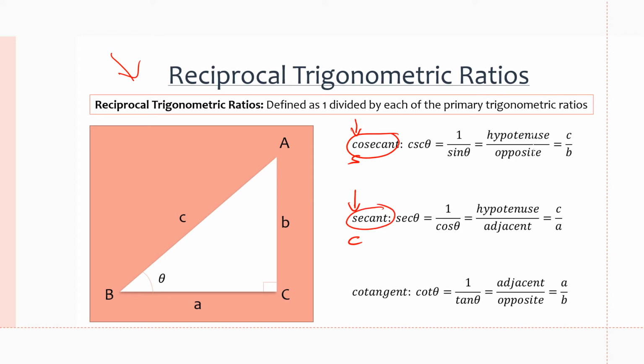So the way I like to remember it is just opposite. If I see cosecant starts with a C, it must be the reciprocal of sine. Secant starts with an S, so it must be the reciprocal of cosine, and cotangent has tangent in the name, so we're going to have the reciprocal of the tangent. Okay, let's move on.